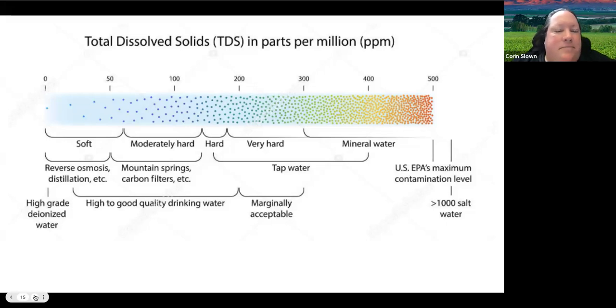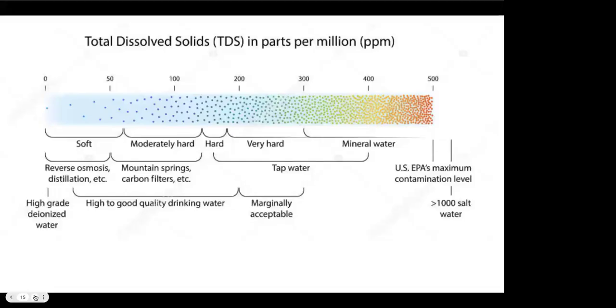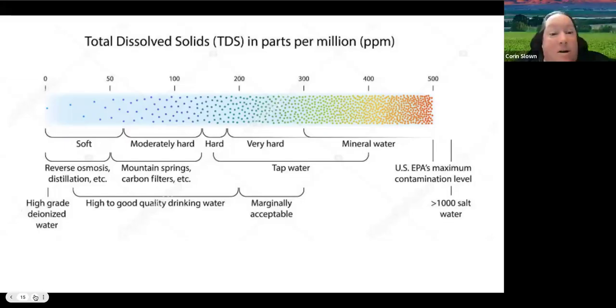So soft water, what does that mean? If you look at this figure, how many total dissolved solids are in soft water? Like 0 to 50. It's like less dissolved solids. Yeah, right. Yes, yep, there's a lot less solids in soft water than there is in hard water.